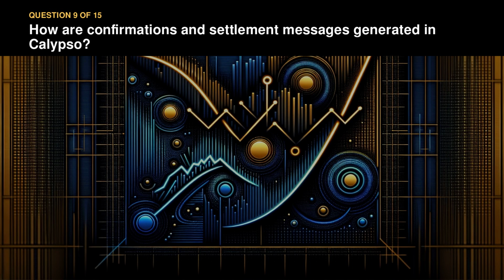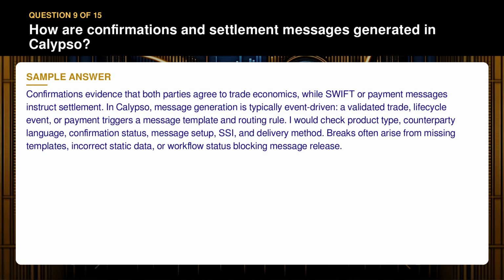Question 9. How are confirmations and settlement messages generated in Calypso? Confirmations evidence that both parties agree to trade economics, while SWIFT or payment messages instruct settlement. In Calypso, message generation is typically event-driven. A validated trade, lifecycle event, or payment triggers a message template and routing rule.